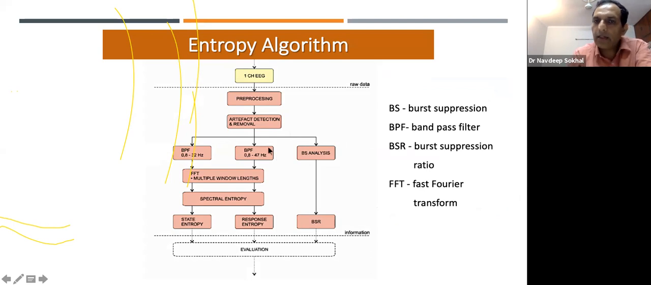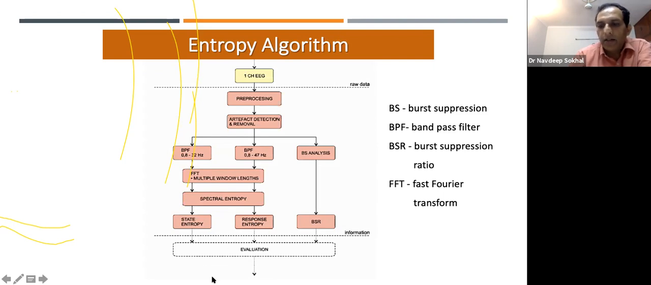various bands. One would be burst suppression, and one will pass through a pass band filter of 0.8 to 47 hertz, the center one, which will actually include EEG plus EMG, and the other will be 0.8 to 32, which only includes EEG. Then they will go through FFT, that is fast Fourier transformation, which will break the waves into different wave components. They will now analyze these wavelengths to form a spectrum and then generate a number called state entropy from the EEG signal and response entropy from the EEG plus EMG signals.